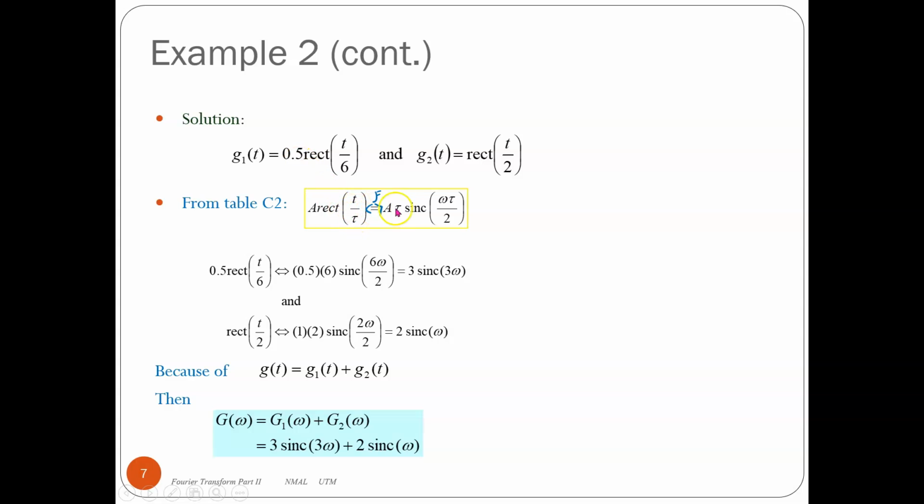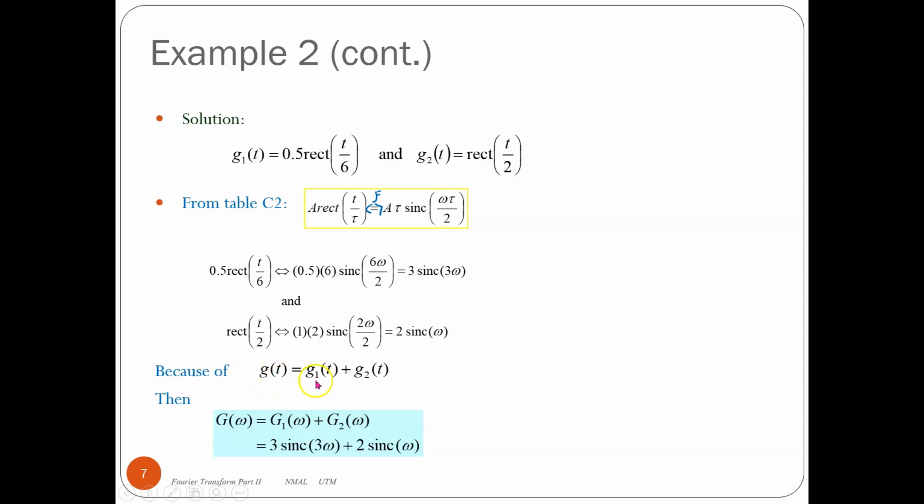Okay, so just put in this equation, 0.5 tau sin, tau here is 6, and omega divided by 2, and solve it, we will get 3 sin 3 omega. And for the second one here, tau here is 2, A here is 1. So multiply A and tau, become 2 sin 2 omega divided by 2, and solve it, 2 sin omega, it becomes 2 sin omega.